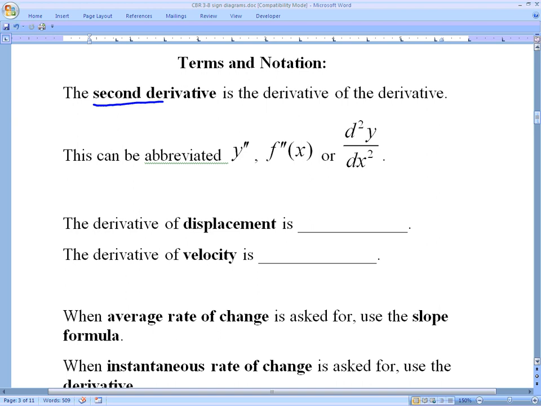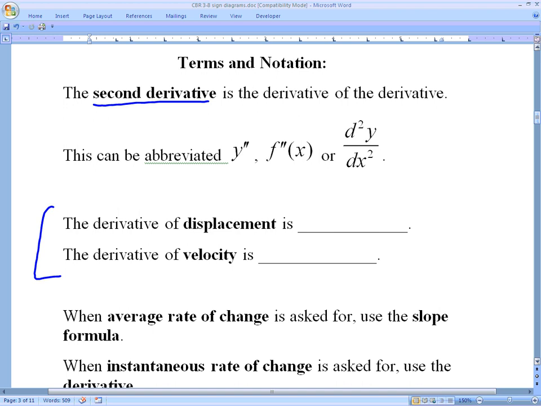Well, I guess we should first start by talking about what a second derivative is. A second derivative is the derivative of the derivative. So you do a derivative, and then you do the derivative of that. It's the rate of the rate. And we talked about things that they can be used for in terms of displacement, velocity, and acceleration.